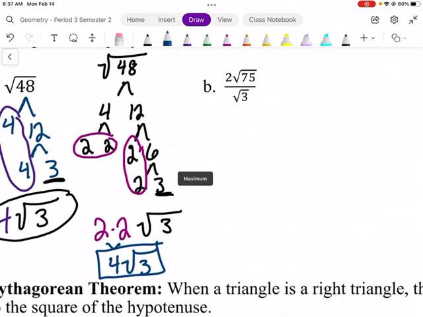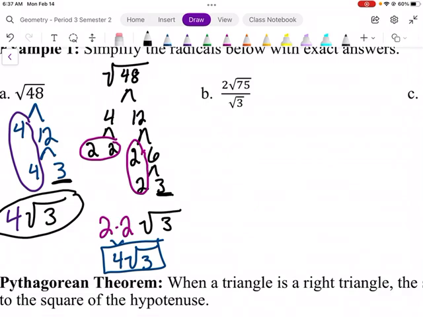Moving on to part B. This one you'll notice we have a fraction, and in the denominator we have a square root. And it is a rule in math that you're not supposed to have a square root in the denominator. So whenever that happens, you are going to multiply the numerator and the denominator by that square root.